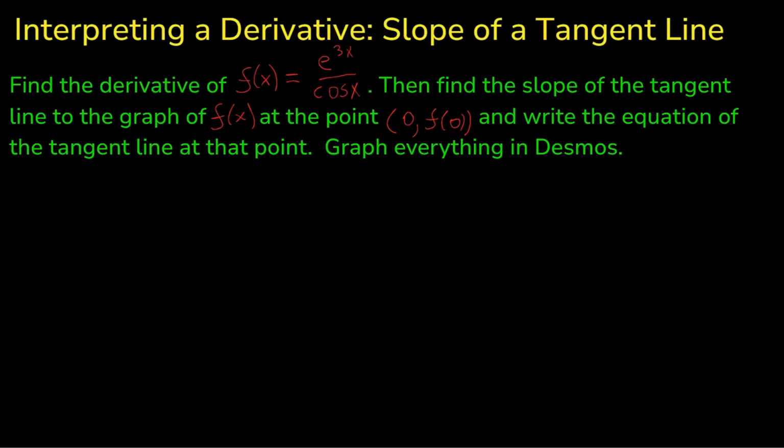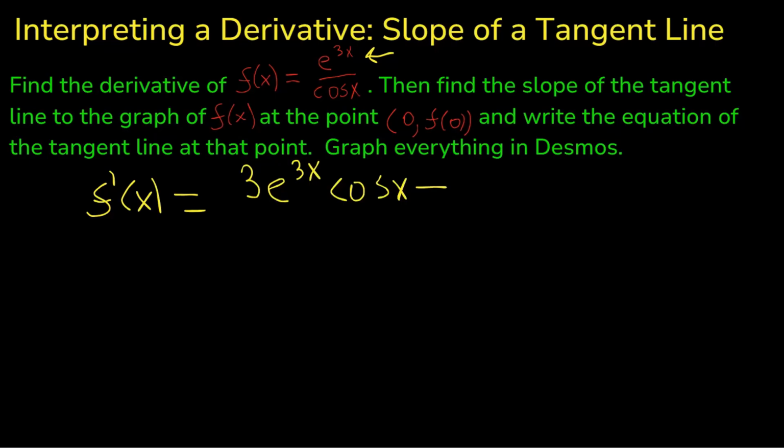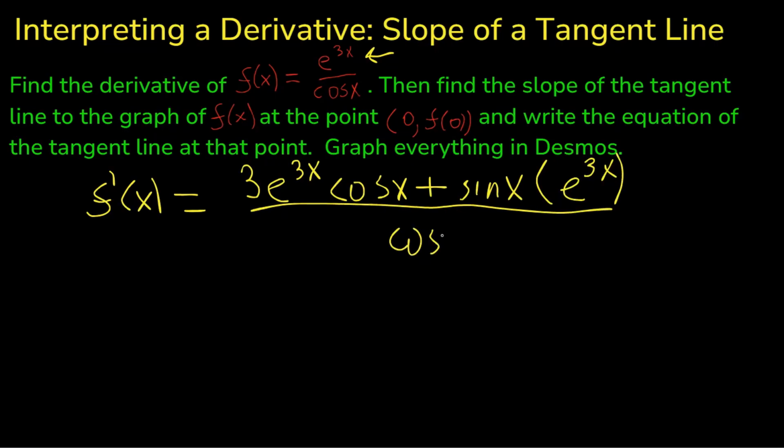So the first thing we want to do is find the derivative, which we would have to use the quotient rule. The derivative of the top is going to be u prime e to the u, using the chain rule, times the bottom, minus the derivative of the bottom, which would be negative sine, which makes the subtraction plus sine x times e to the 3x, all over the denominator squared. And I would recommend leaving it like that because the next step is to evaluate it at the point.